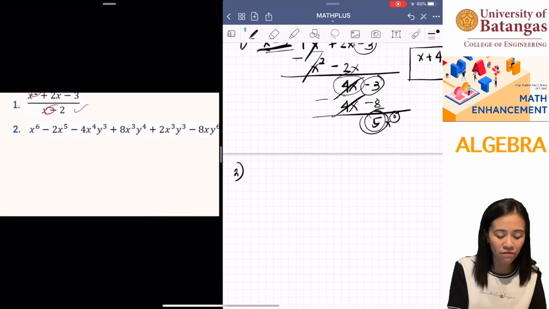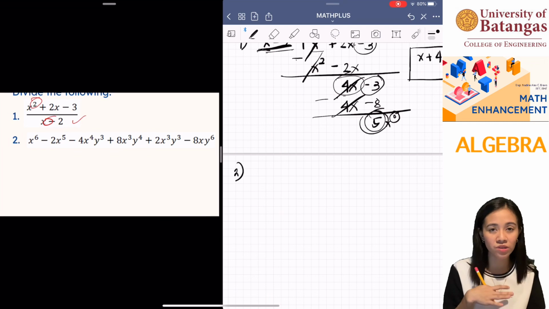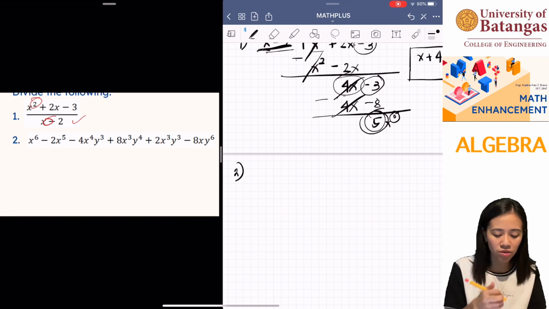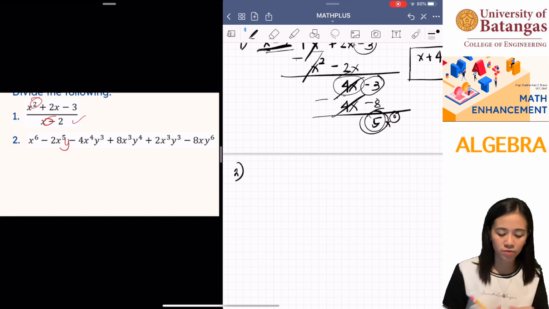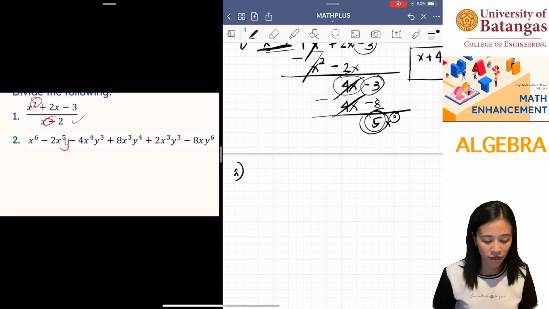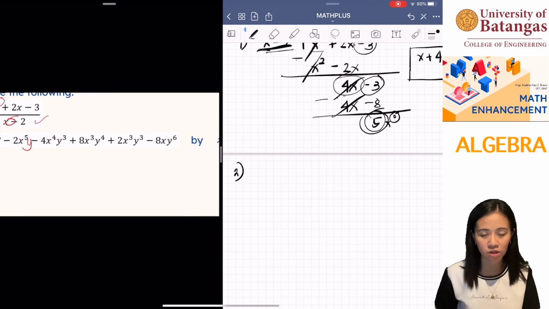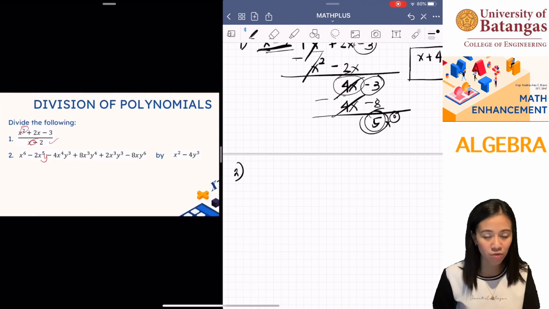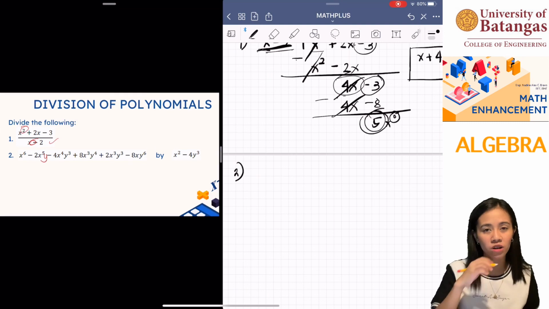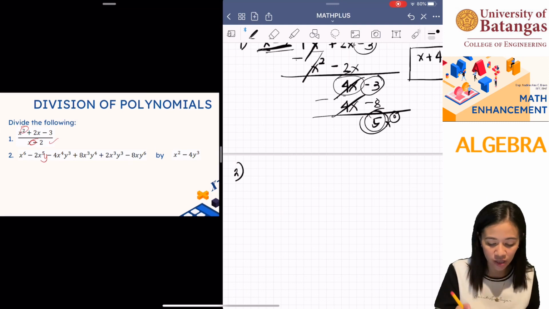Let's just have a correction here. This is supposed to be x to the 6th minus 2x to the 5th y. Okay? Minus 4x to the 4th y cube plus 8x cube y to the 4th plus 2x cube y cube minus 8xy to the 6th. Kasi baka hindi tayo magkaroon ng magandang answer kaya kinorek na natin.